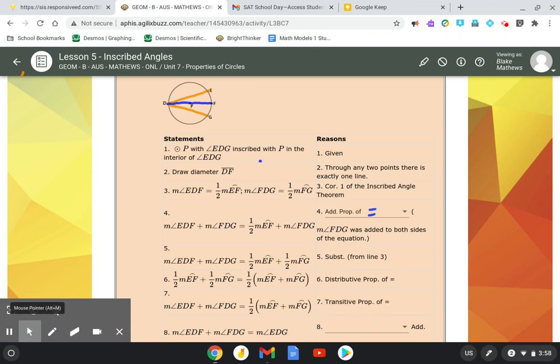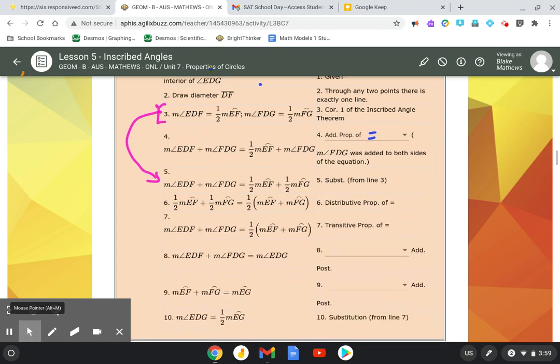Then they're doing some substitution from line 3. So they're taking stuff from here and putting it into another one. Then they're distributing the 1/2, or undistributing the 1/2. It's actually more like factoring. They're doing transitive property. They're doing a bunch of equality properties to get down to number 8. And what they've done to get from 7 to 8 is you can see they've just taken, see, that's the same. That's the same. And now they've said, okay, 1/2 of this plus this equals EDG.